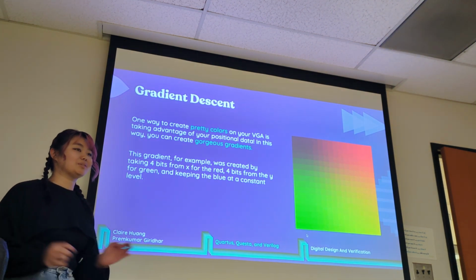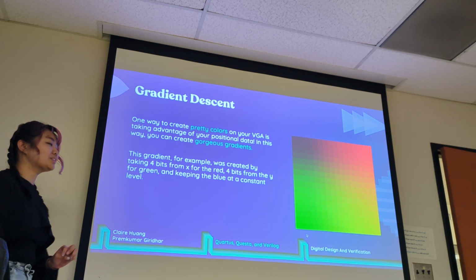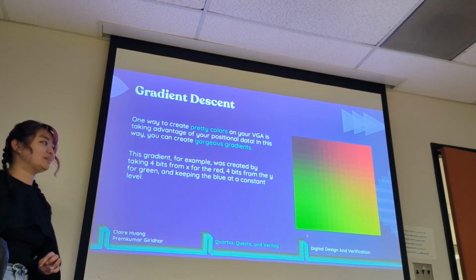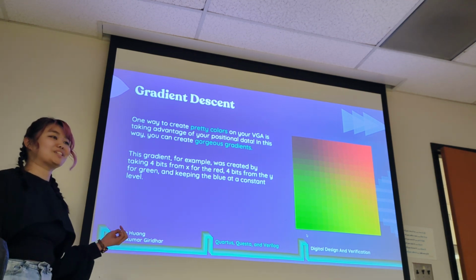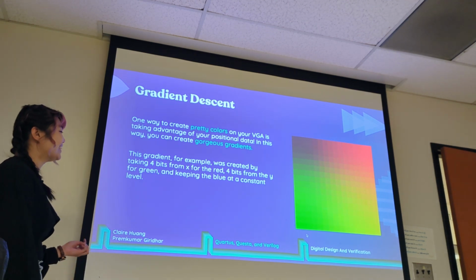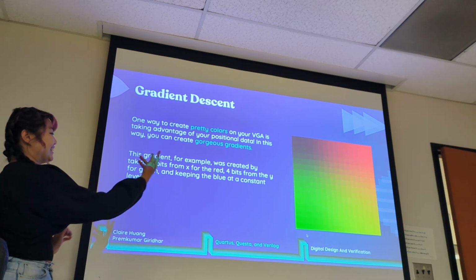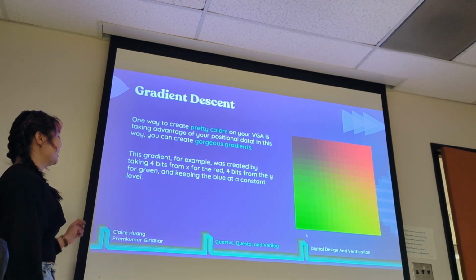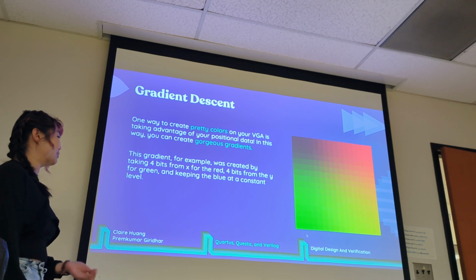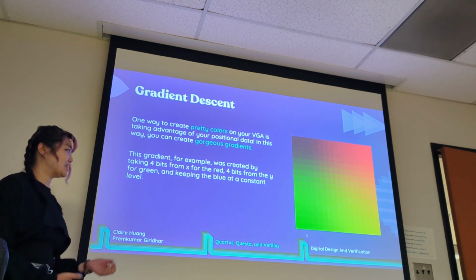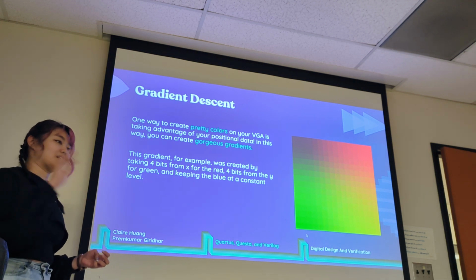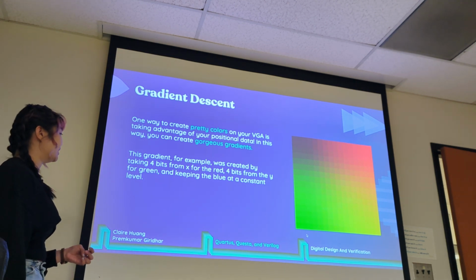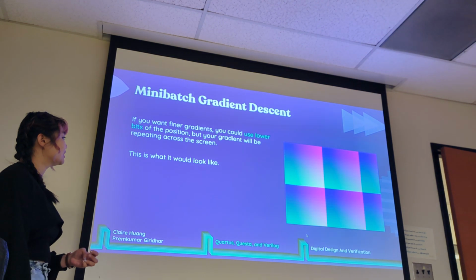So we're just going to cover gradients really quickly. They're actually a lot easier than you think. In fact, Craig and I made one on accident. You can take advantage of your positional data to create some really pretty colors. Notice how they all blend pretty seamlessly together. So this gradient, for example, was created by taking 4 bits from the x position, 4 bits from the y position, and the blue is constant. So it's just varying in red and green.